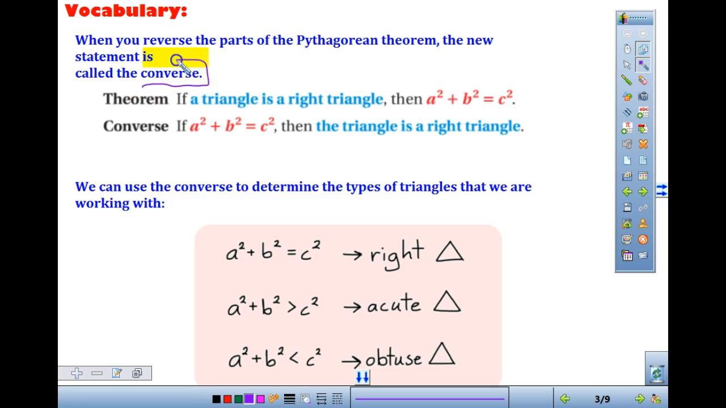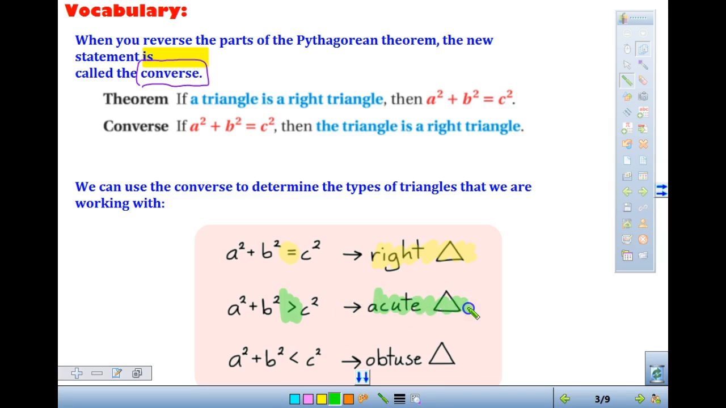made, and it's called the converse. And that's what our unit is today, the converse. That's the standard that we're looking at, that you can use the converse. And the converse says, if a squared plus b squared equals c squared, then it's a right triangle. Now, what it also helps us do is determine if it's a right triangle. So, if it is equal, then it's a right triangle. We know that. If we have a squared plus b squared greater than c squared, then it's going to be an acute triangle.